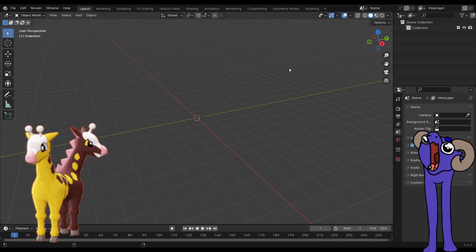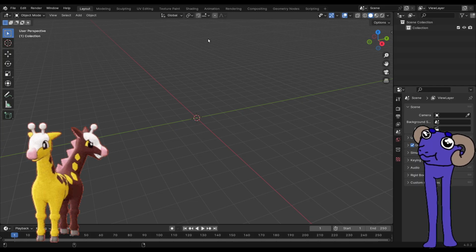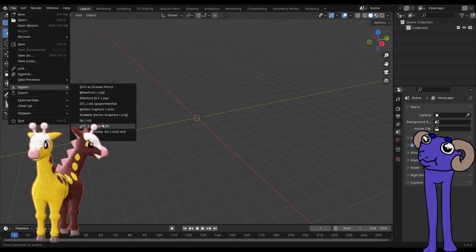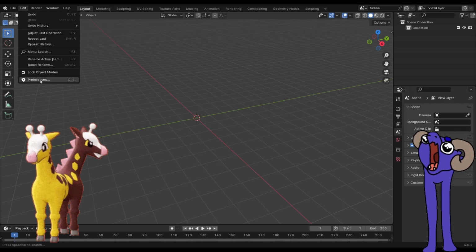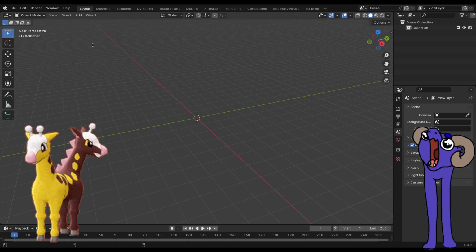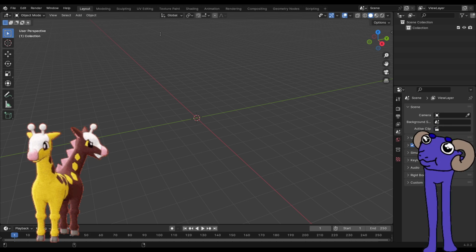We have FBX, SMD, and DAE. Is there an SMD importer? Oh. Is there one I can add as an add-on? No. Very surprised there isn't an add-on for that. Let's go grab one.